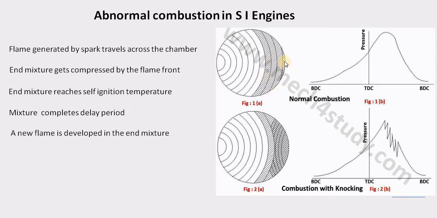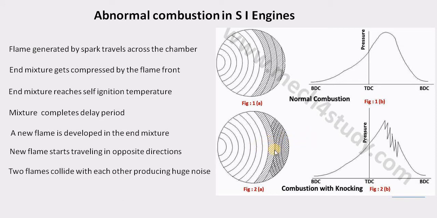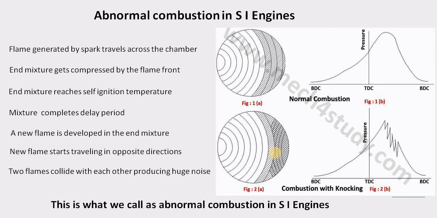So what happens is this end mixture burns, and a new flame is generated, and it starts traveling in the opposite direction. A new flame is developed over here and starts traveling, while our earlier main flame, which was produced by the spark plug, is traveling in this direction. These two flames collide over here, producing a huge noise, and this is what we call knocking or abnormal combustion in the case of an SI engine.